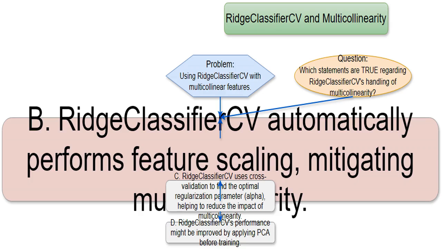I'll say no to this one. RidgeClassifierCV doesn't automatically scale features. Feature scaling, like standardization or normalization, is a pre-processing step you usually perform before using RidgeClassifierCV, especially if you have multicollinearity. It's like preparing ingredients before cooking, a crucial step for a delicious result.